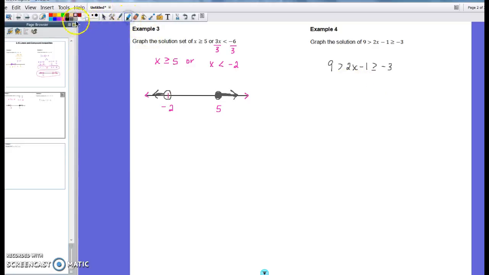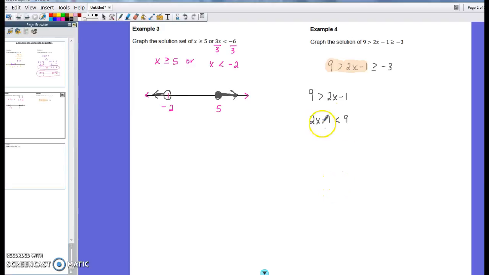So the first inequality I want to look at is I want to take all of this first, and look at that inequality, right? So that would be 9 is greater than 2x minus 1. Now again, I don't like having that variable on the right, so I'm going to flip this whole inequality around. So I'm going to write it as 2x minus 1. Because I'm flipping the order, I have to flip the inequality. And that leaves me with 2x minus 1 is less than 9.